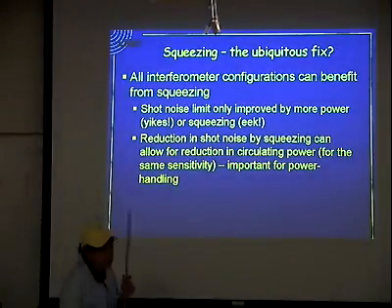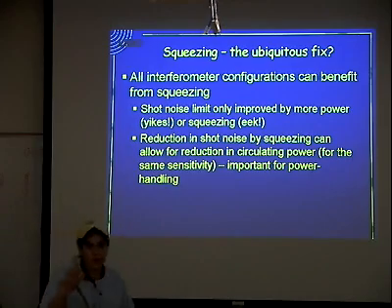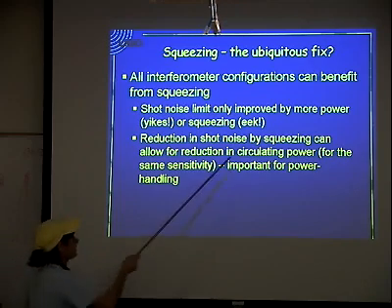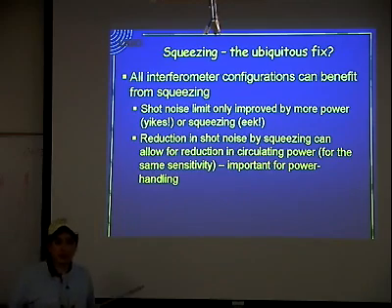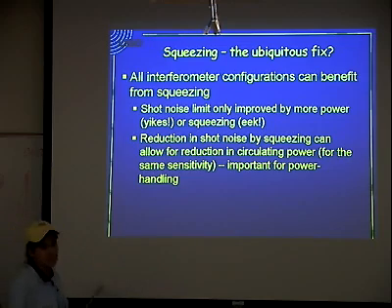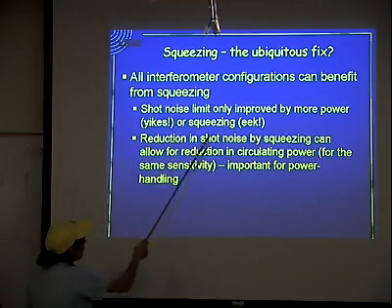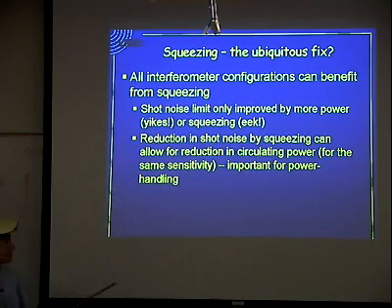So is squeezing really the fix? And obviously, if I'm going to talk to you for a whole hour about it, I think so. But the things that you want to keep in mind are that if you really want to do better than the shot noise limit, you have two choices, basically. You can get more power into the interferometer, and there are several people in the room working on more power, and it's a hard problem. Not that squeezing is easier, but you can squeeze. And so you can either take one hard problem or another to make this improvement.